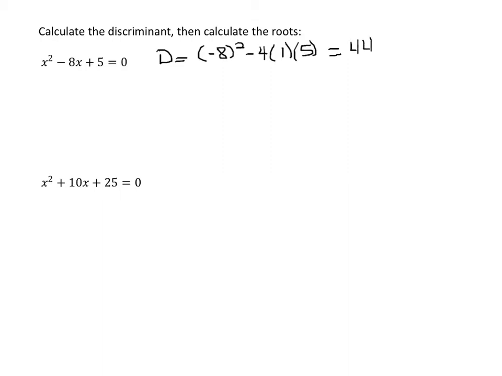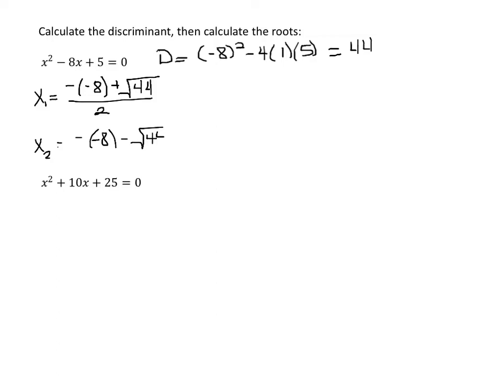So when we're calculating our roots, it's negative b plus the square root of the discriminant over 2, and negative b minus the square root of the discriminant over 2.